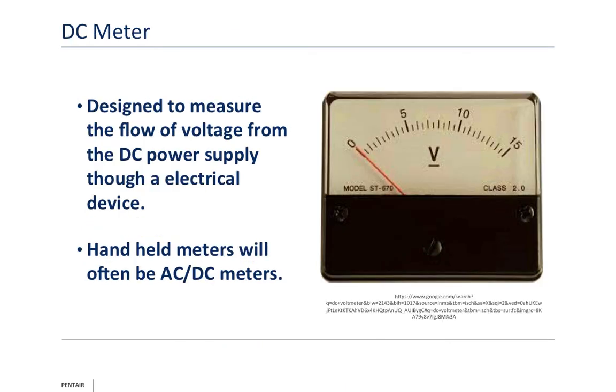DC meter, same principle, although here's a nice picture. DC is often indicated by a straight bar or a straight bar with a dashed line below it, indicating DC current, which is direct flow. Again, typically you're only going to see these on pieces of machinery. It's very rare that you're going to find a dedicated AC handheld meter or a dedicated DC meter, unless you're maybe in some sort of manufacturing situation where that's all you need to measure.